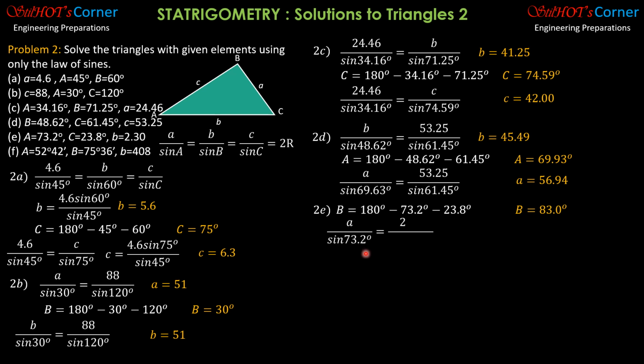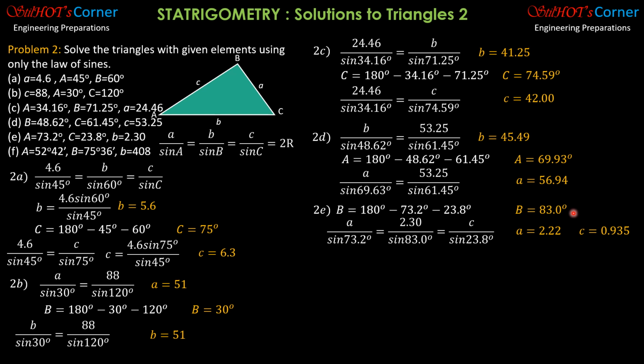A as to sine angle A equals 2.3 as to sine angle B equals C as to sine 23.8 degrees. So using this equation here, A is 2.3 sine 73.2 degrees over sine 83 degrees. So A is 2.22. Then for side C, C is 2.3 times sine 23.8 degrees over sine 83. So C is 0.935.